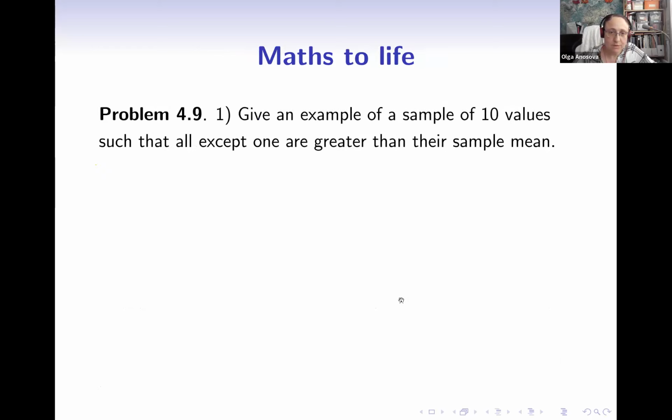Okay, so let's move on. Let's try to do a simple mathematical problem in very simple numerical terms. And the problem is like that. Can we give an example of 10 values such that all except 1 are larger than the mean? So 10 values, so that 9 of them are larger than the sample mean and 1 is smaller than the sample mean.